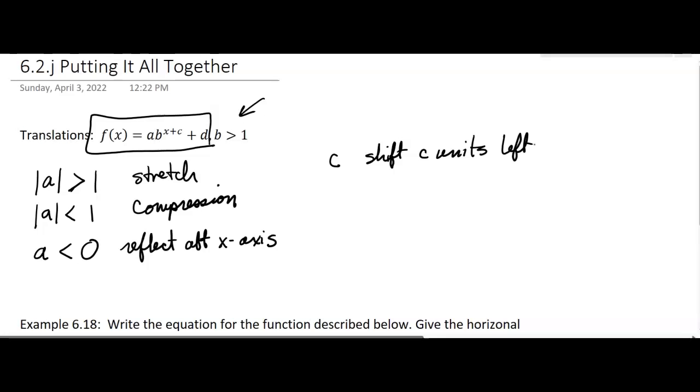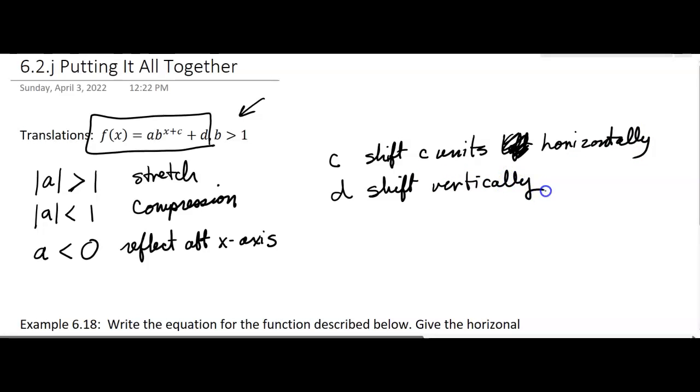And D tells you it shifts D units. Well, maybe I shouldn't say left. Maybe I should, because maybe C is negative. But so it shifts horizontally. I'll say that. So it might be right, it might be left. And D shifts it vertically. Okay, so I think that's enough.